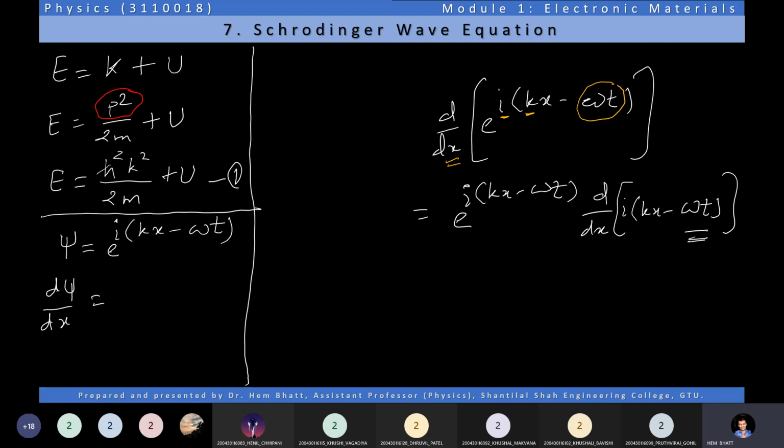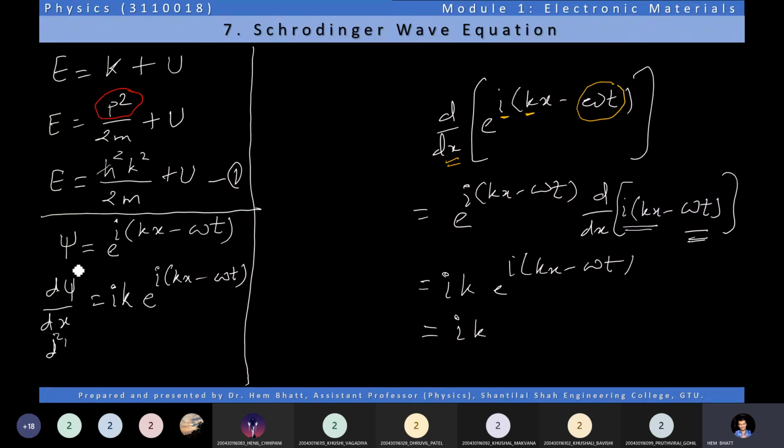The differentiation of that will be 0. When you differentiate i kx, you will get ik. So it is ik e raised to i kx minus omega t. This is the differentiation. Let it be like this only. So ik e raised to i kx minus omega t. This is the differentiation, and I will differentiate it once again.